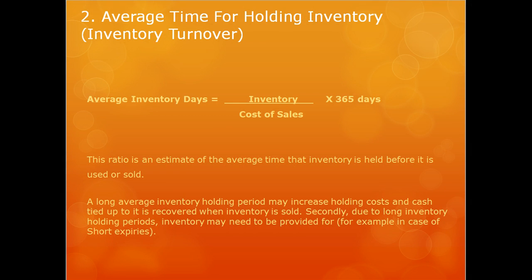Let's move forward towards average time for holding inventory or inventory turnover. This ratio is an estimate of the average time that inventory is held before it is used or sold. Average inventory days is equal to inventory over cost of sales times 365 days. In theory, inventory should be the average value of inventory during the year. This is the average of the inventory at the beginning of the year and inventory at the end of the year. However, the value for inventory at the end of the year is also commonly used.